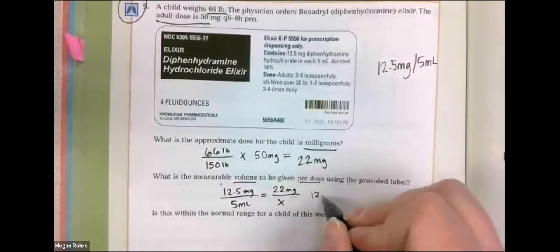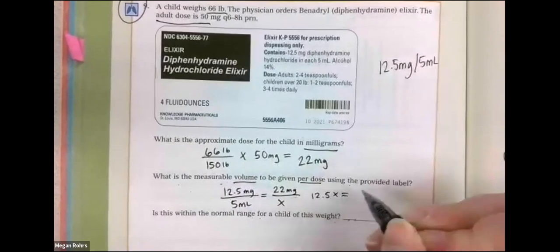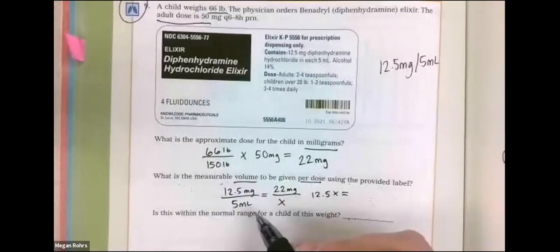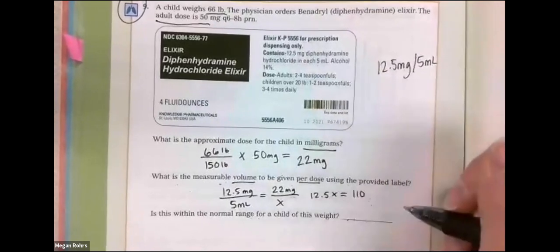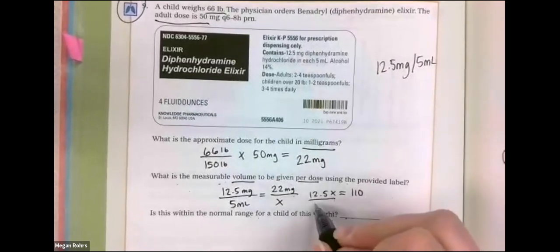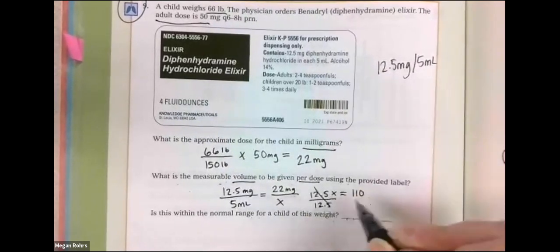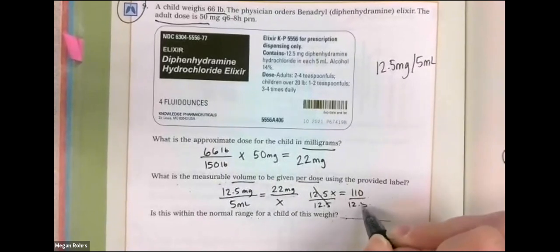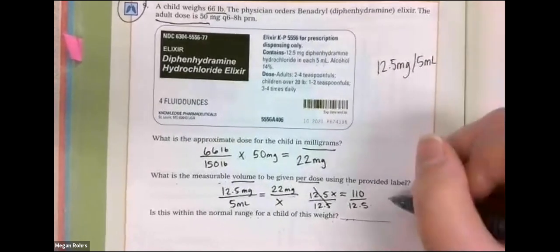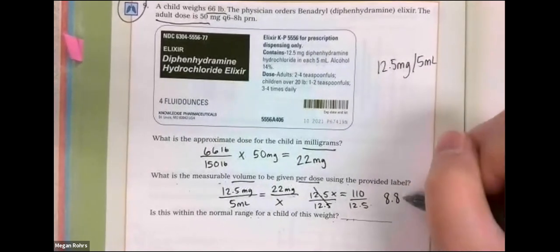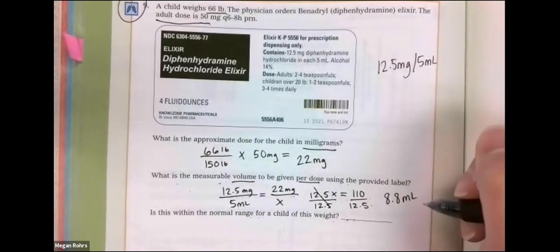Here I have 12.5X, and then I'm going to take 22 times 5, which gives me 110. Now divide by 12.5 here. Do the same thing here. So 110 divided by 12.5 gives me 8.8 milliliters.